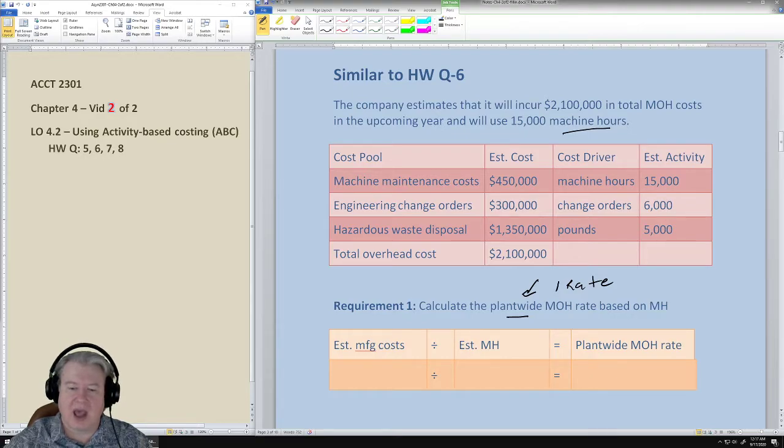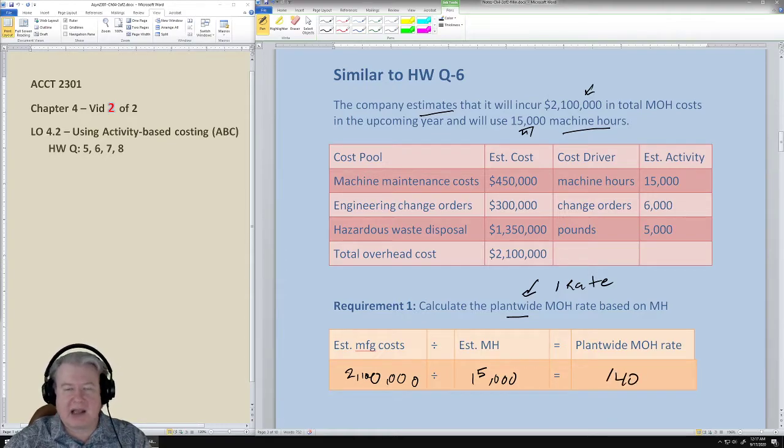So we have these 2 numbers. These are our 2 estimates. Remember, we want to look at our 2 estimates. The company estimates that it will incur this amount of costs for this amount of machine hours. So this is going to be straightforward: 2,100,000 divided by 15,000. And that comes up to a plant-wide rate of 140.